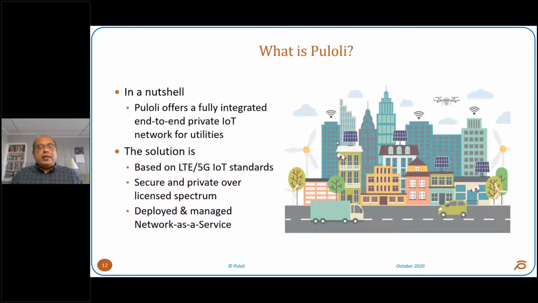So Puloli, we are a network as a service company. What that is essentially, we offer full turnkey, fully integrated end-to-end private IoT networks for utilities and critical infrastructure industries, broadly speaking. It is a 3GPP based LTE IoT standard, specifically in this case NB-IoT. We design, deploy, manage and operate the network on behalf of our customers. It operates on licensed spectrum, and it comes with the LTE security framework and the security standards that are inherent to any LTE system.